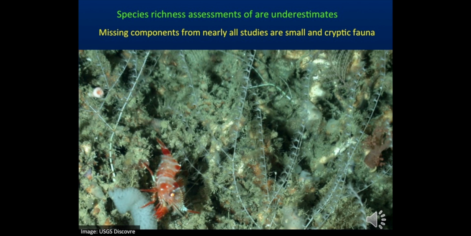There are a host of other invertebrates and fish associated with these ecosystems, and few, if any, rarefaction curves are approaching the asymptotes for the invertebrates. Nearly all of the taxa studied have produced new species or range extensions, and the small and cryptic fauna are missing from nearly all of the studies.